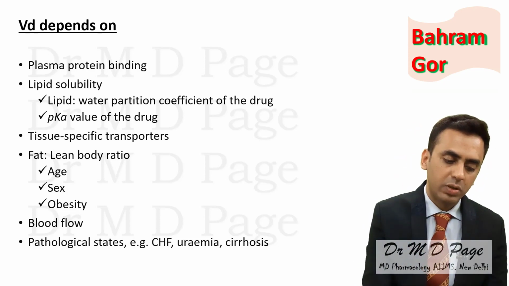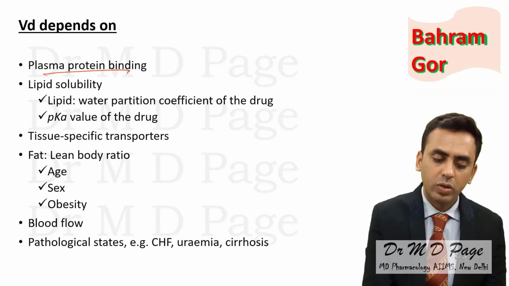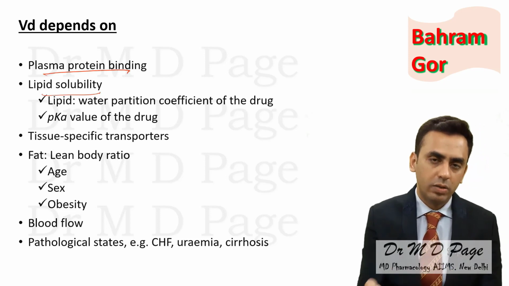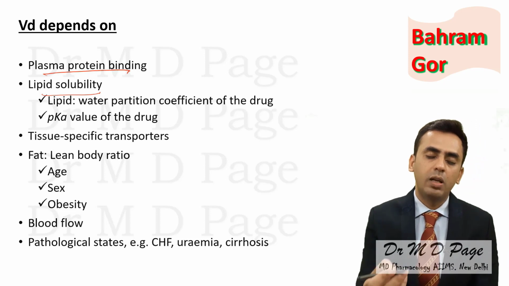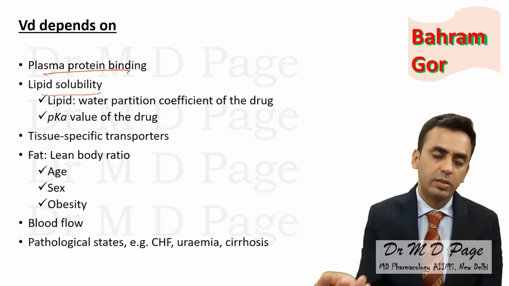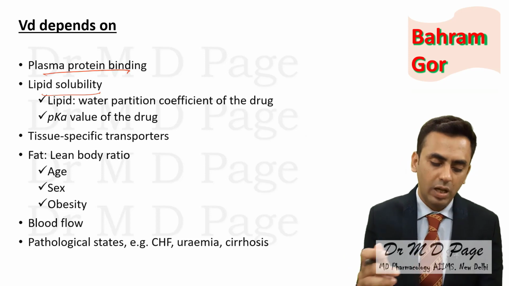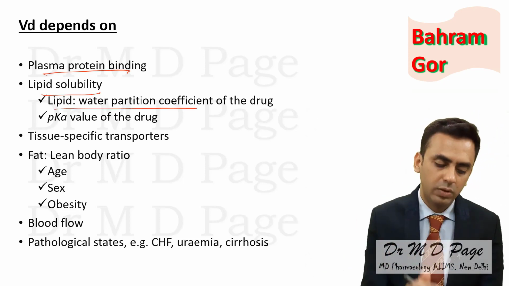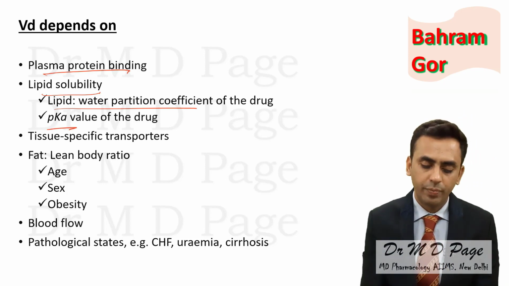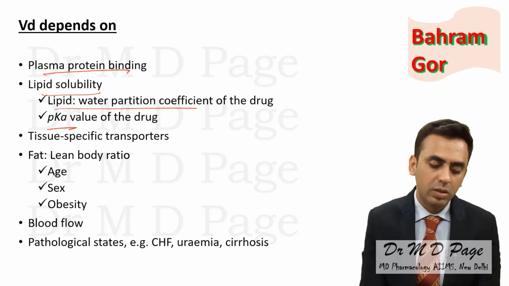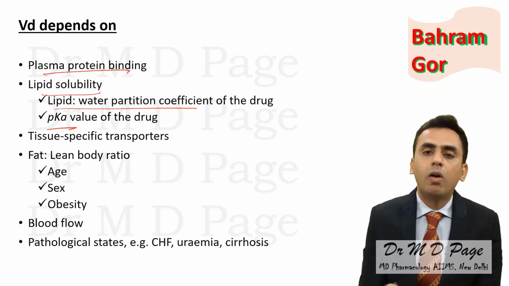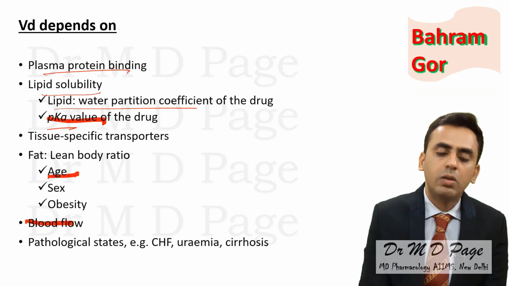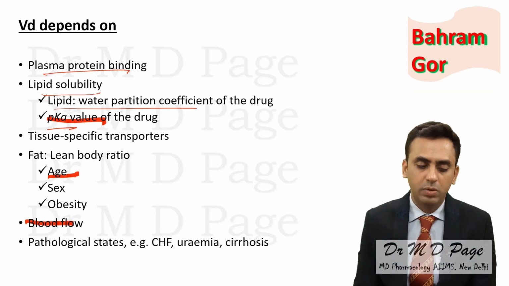Just for summary purposes, volume of distribution depends on plasma protein binding. Highly bound drugs will remain in the vessel. Lipid solubility, meaning highly lipid soluble drugs, will either get sequestered into the tissue or undergo redistribution. Lipid solubility depends on the lipid water partition coefficient, or the pKa value of the drug. Why am I saying all this? Because these have been asked as MCQ. Volume of distribution depends on pKa of the drug, age, blood flow, and some other option. All except, you will get confused.